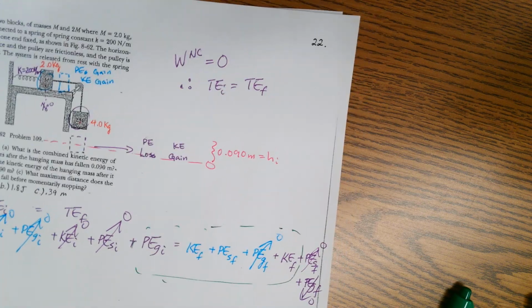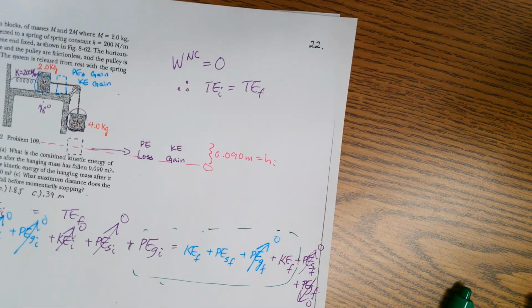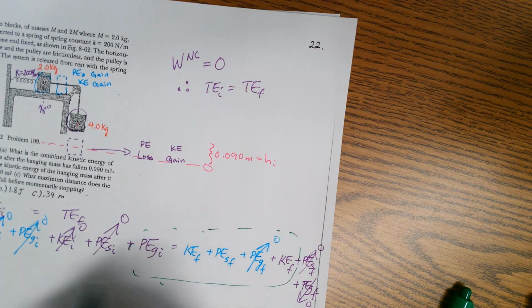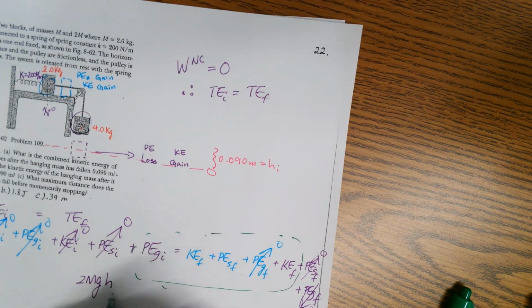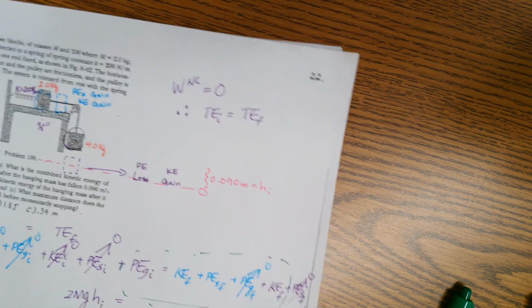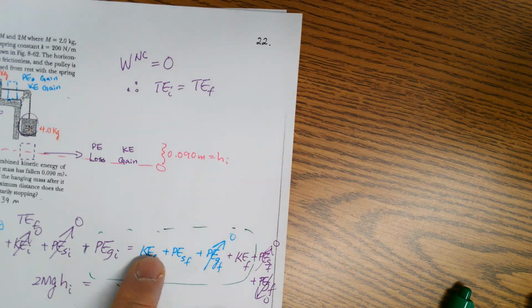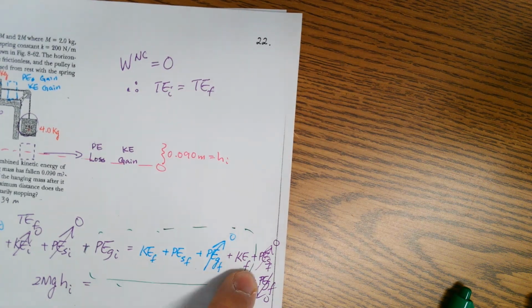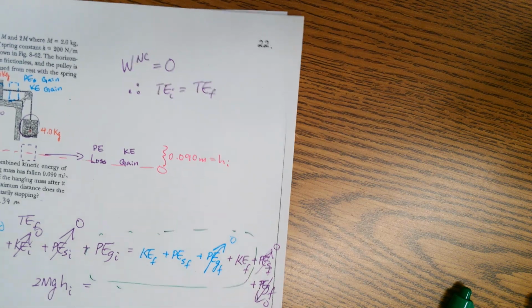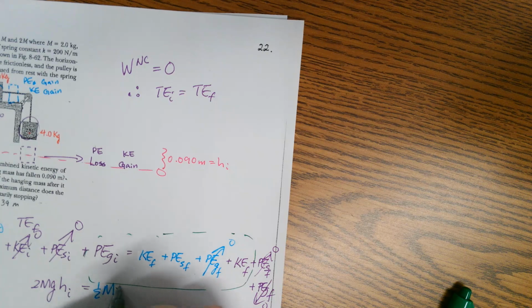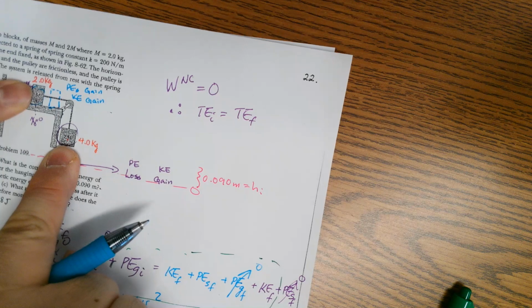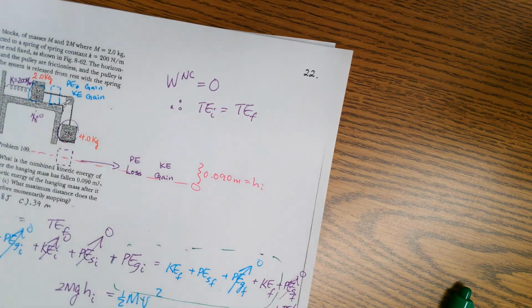All right. So here, what do I have? I have 2mgh initial is equal to, right? Here, this kinetic energy and this kinetic energy, I have two kinetic energies. I have 1/2 mv squared. This v and this v has to be the same because they're attached to each other. Does that make sense? Right?